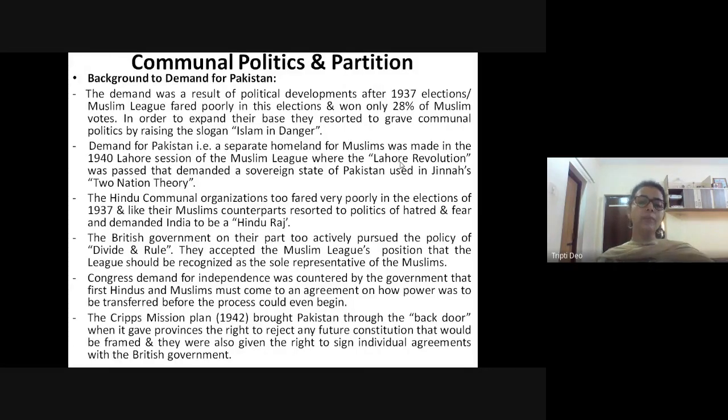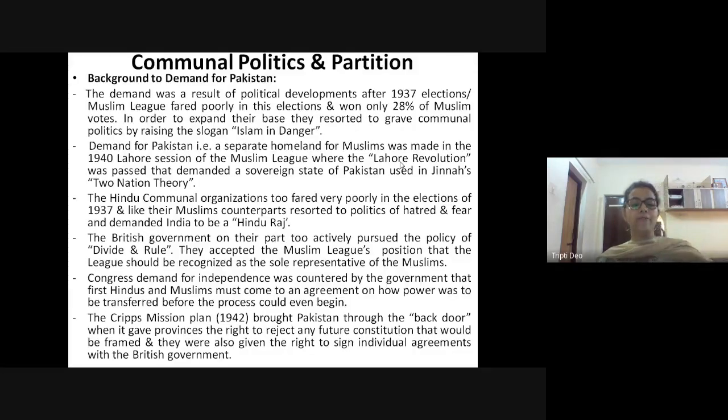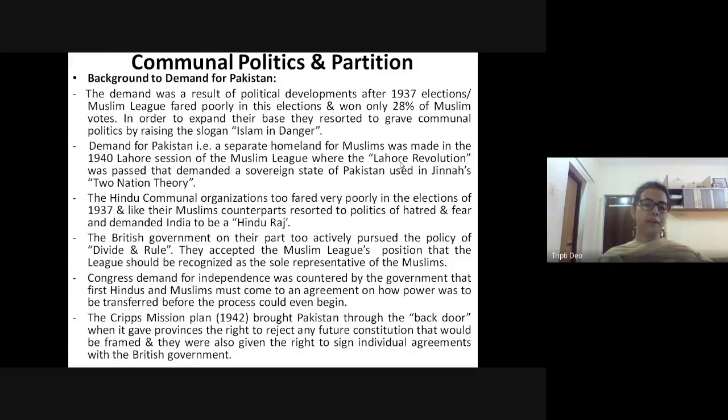Okay, now let's quickly move to the third unit of this particular block, which is on communal politics. If you remember my last slide, the fifth point, when I said Muslims remained aloof as the demand for Pakistan had picked up. By about the 1940s, there was already clearly a demand for a separate state that had started. But let's understand what was the background to the demand for Pakistan. Before we come to what happened in the 1940s, which is the post-Second World War development, let's see what was the background to the demand for Pakistan.